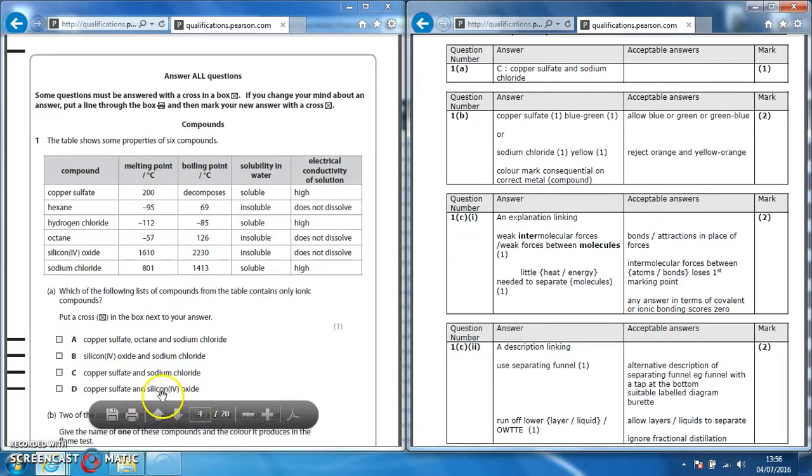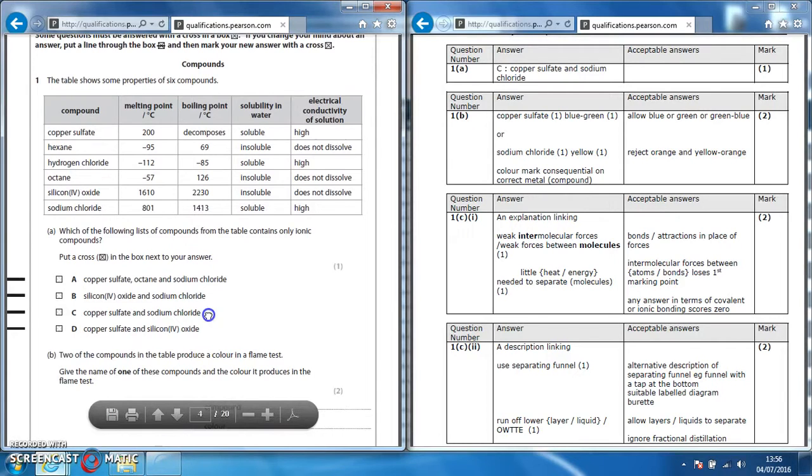We know it can't be silicon oxide because silicon oxide does not dissolve, so it can't conduct the electricity. We know it can't be octane, for example, here, because it's got low melting and boiling points. So it does help if you narrow some of them down, and no, it's definitely not that option.